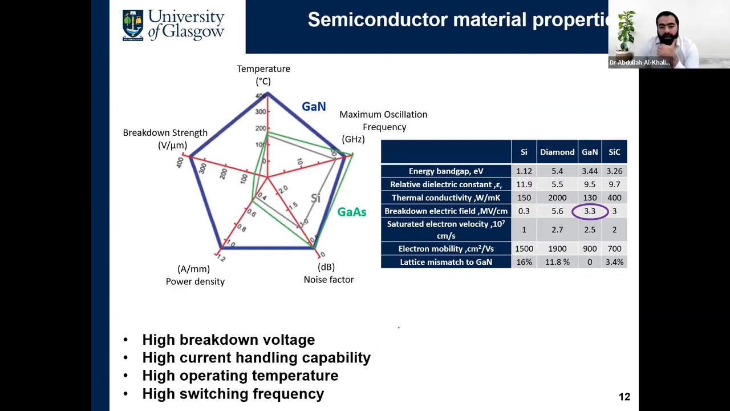Here we look at a comparison of gallium nitride with silicon, diamond and silicon carbide. We have several properties. One of the main advantages of gallium nitride is the high breakdown electric field. This means that we can apply much higher voltage as compared to silicon. The theoretical breakdown of gallium nitride is 10 times higher than that of silicon, so we can operate it at much higher voltages.